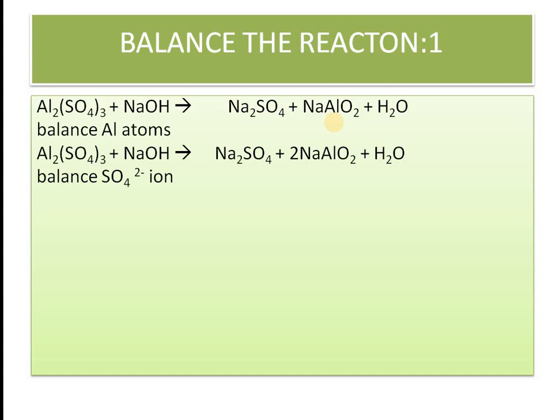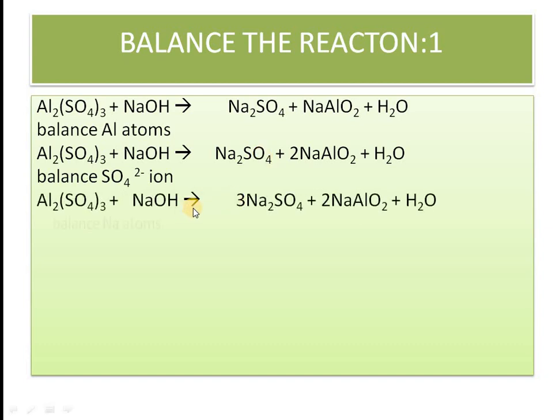I am giving you the method to balance sulfate directly, because different teachers use different techniques and methods. It is up to you which method you find convenient. I feel that simply balancing sulfate takes the same time. So sulfate, how many are there? 3 on the left hand side. On the right hand side, how many sulfate? 1. So we can multiply by 3 in Na2SO4.